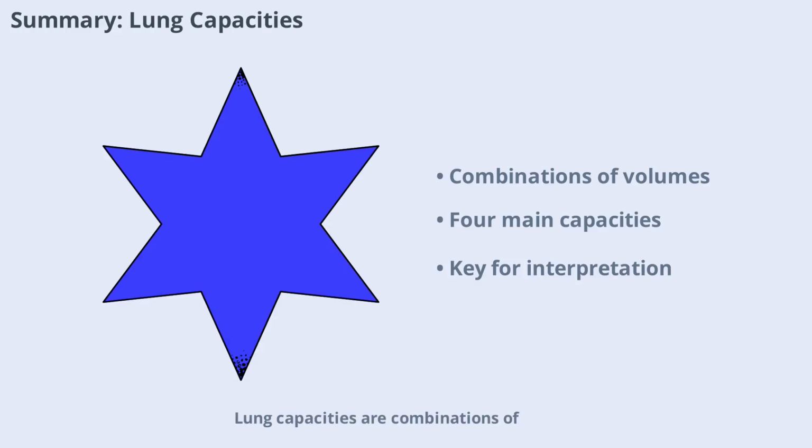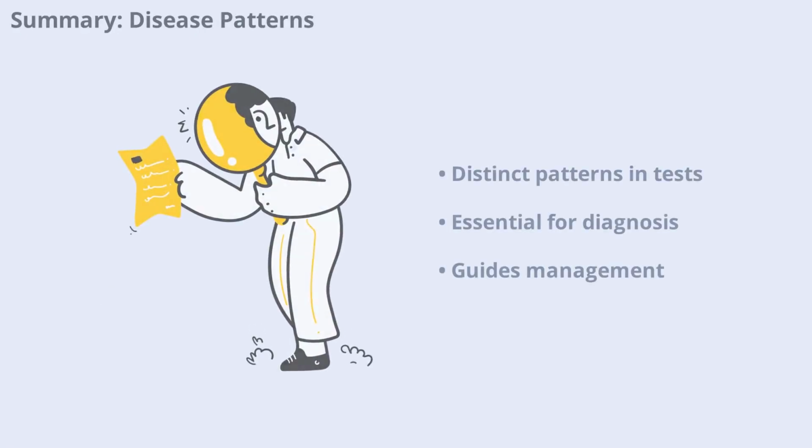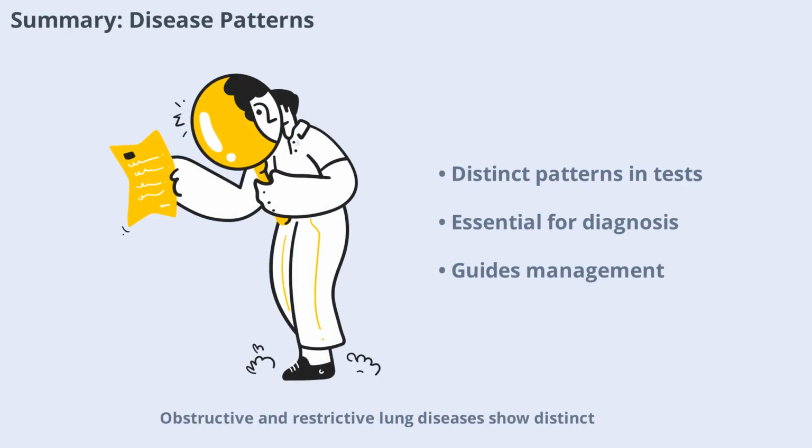Lung capacities are combinations of lung volumes and include inspiratory capacity, functional residual capacity, vital capacity, and total lung capacity. These capacities provide a comprehensive view of lung function and are key for interpreting pulmonary tests. Obstructive and restrictive lung diseases show distinct patterns in spirometric values and lung volumes. Recognizing these patterns is essential for accurate diagnosis and management of respiratory conditions.